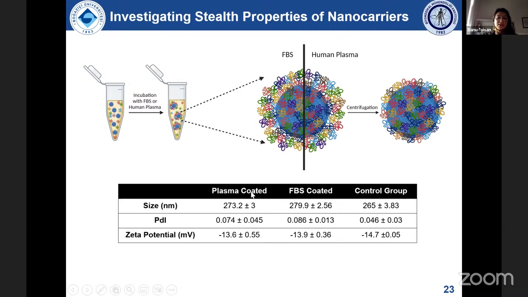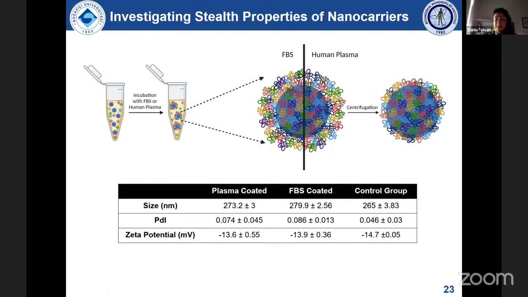So as you see here, as a rule of thumb, we usually check the size, the dispersity, and of course the zeta potential for stability purposes and so on. As you see here, either they are plasma coated, fetal bovine serum coated, or these are control groups without any coating. We couldn't see much difference in the size or size distribution. That's also good because then they are still alive, so they could survive, at least from the integrity point of view. This gives us an idea about that.